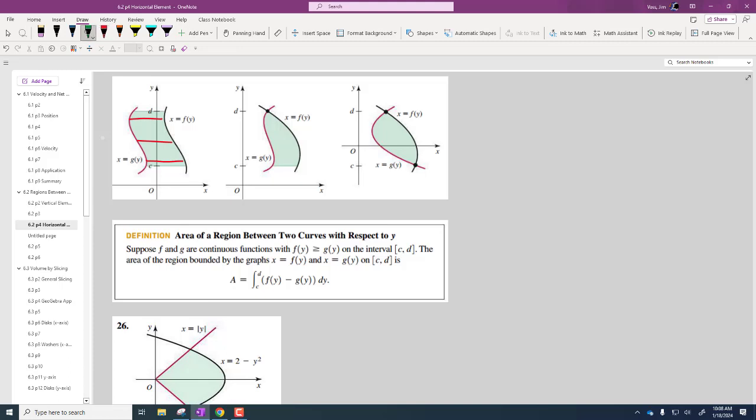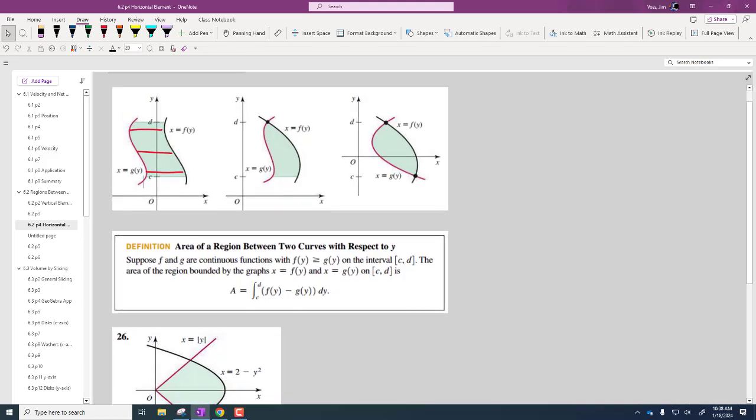If we drew a vertical element right here, the upper curve and the lower curve are whatever they are, and then you draw one over here, it's different. Right? It is not vertically simple because you do not have a consistent upper and a consistent lower curve. So this one we absolutely have to integrate with respect to y.